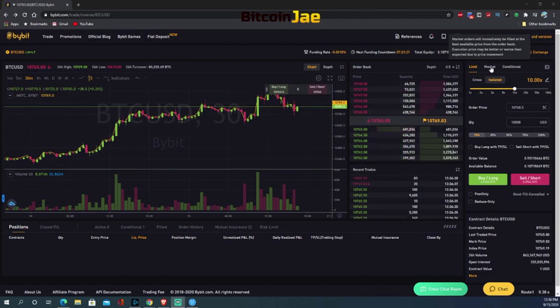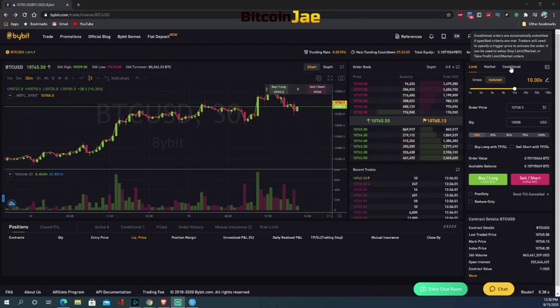A market order works by moving up the order book and filling your order using the best prices available at that moment. By using a market order, you have to pay a 0.075% fee on the size of your position.